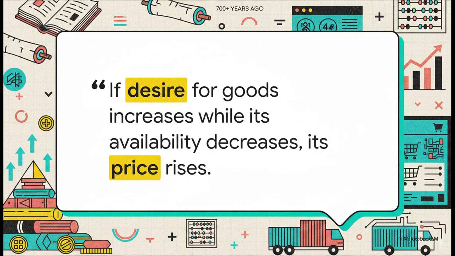As we start to wrap up this explainer, I just think it is incredible to realize how timeless these principles truly are. Over 700 years ago, the 14th century scholar Ibn Taymiyyah wrote that if desire for goods increases while its availability decreases, its price rises. On the other hand, if availability of the good increases and the desire for it decreases, the price comes down. I mean, human behavior when it comes to trading and valuing goods has remained just remarkably consistent across the centuries.